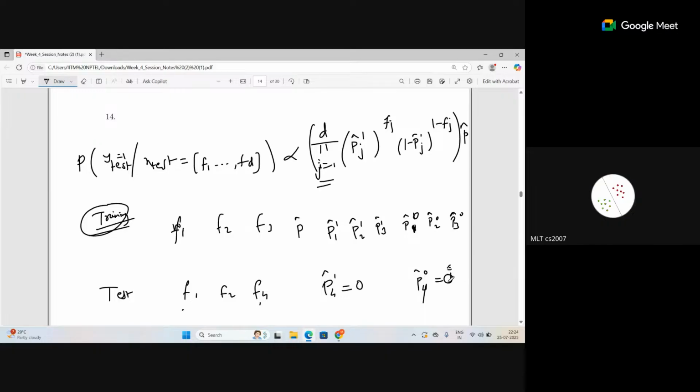0. And P4_0 hat, what will be the estimator for this? 0. Why? Because these estimators depend on that indicator, the word has to appear in that spam or non-spam class. If it is not appearing, it will act as a 0. Then what will happen to this probability? Let's say for one class, it's a product, so it will become 0. Similarly in the non-spam case, it is 0.